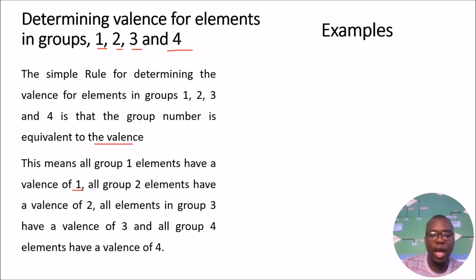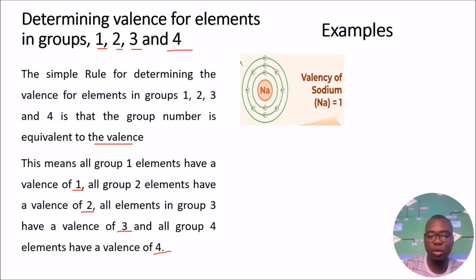Those that are in group 2, all those elements, they have a valence of 2. All the elements in group 3 have a valence of 3. All the elements in group 4 have a valence of 4. Let's look at a few examples here.